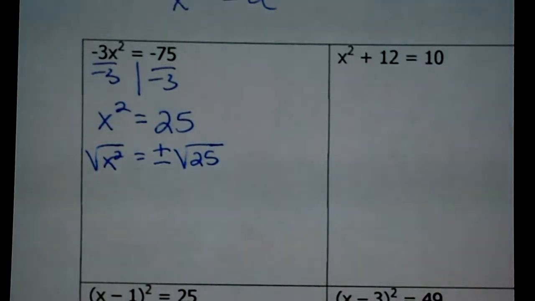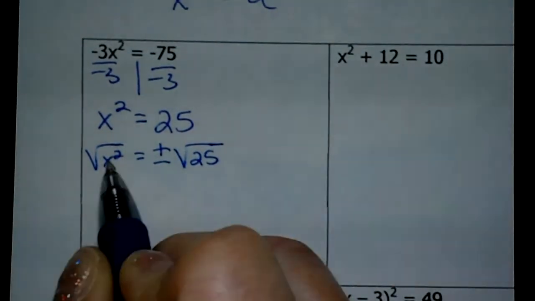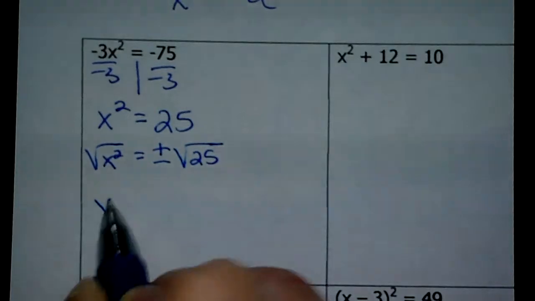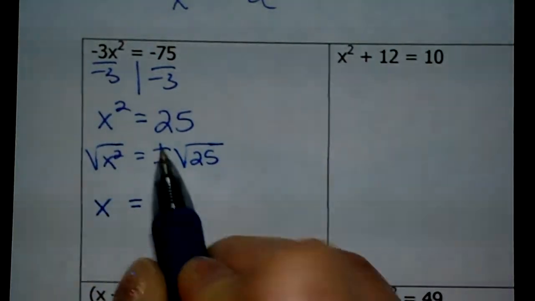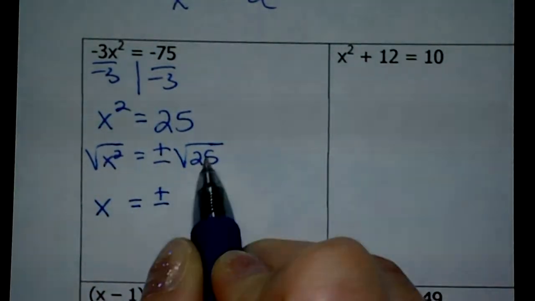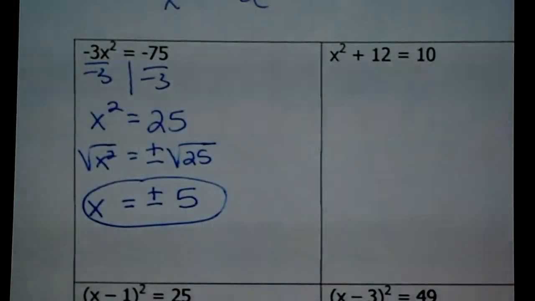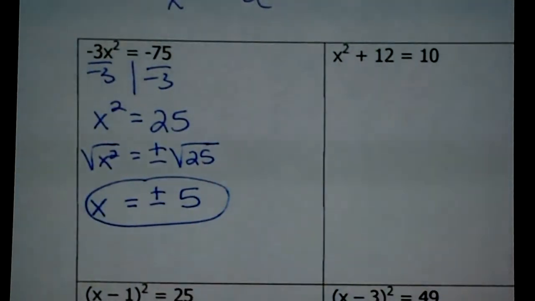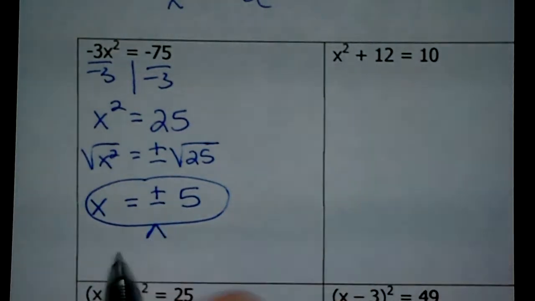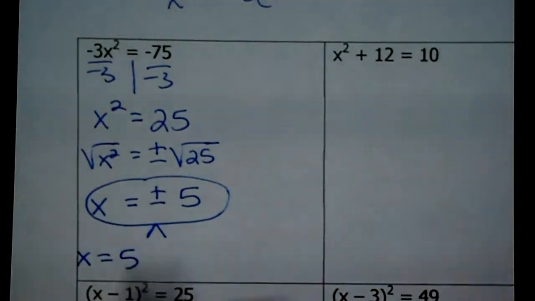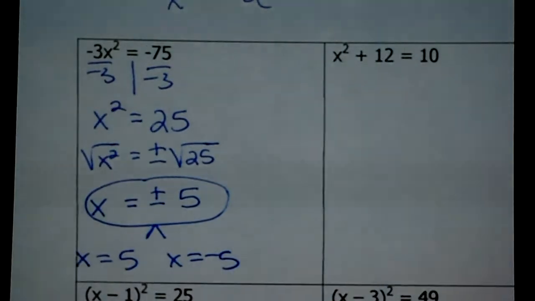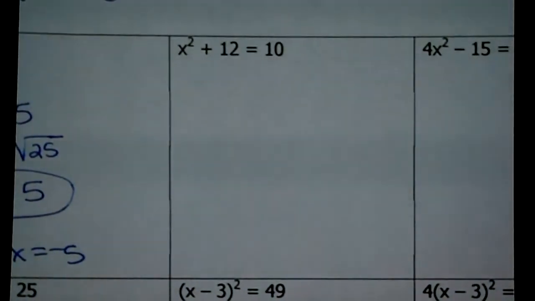Okay. So square root of x squared is x because x times x is x squared. And I have a positive or negative. The square root of 25 is 5. And you're done with that one. There are two solutions. X can be a positive 5, x can be a negative 5. So again, you can write it that way, or you can say this. It's all good. All means the same thing. One down. All right, look at the next one.